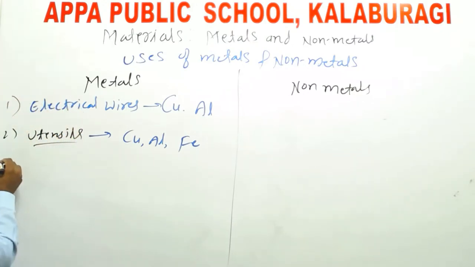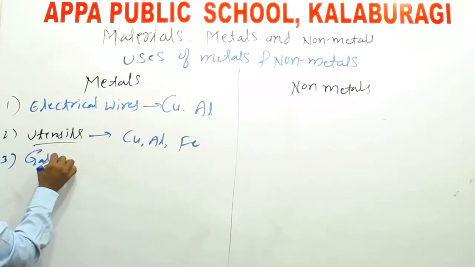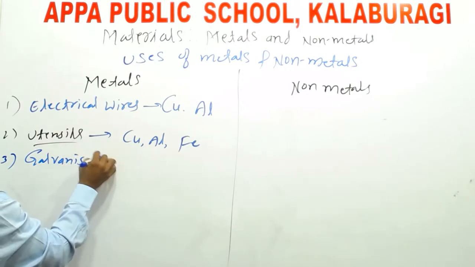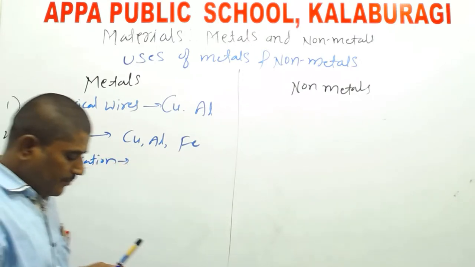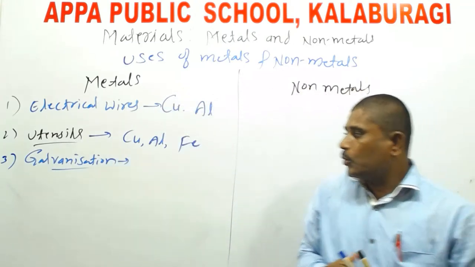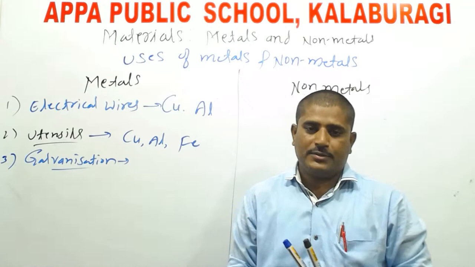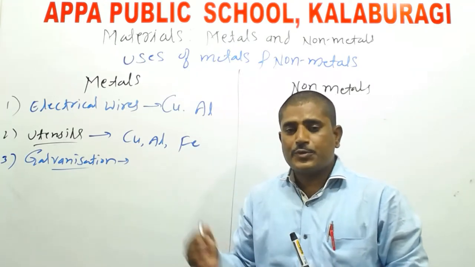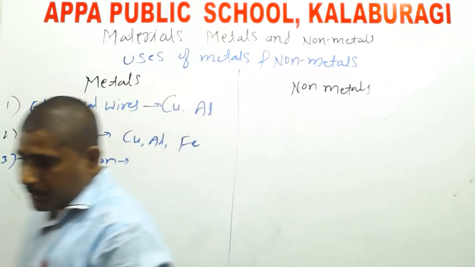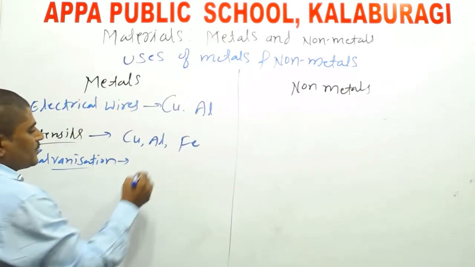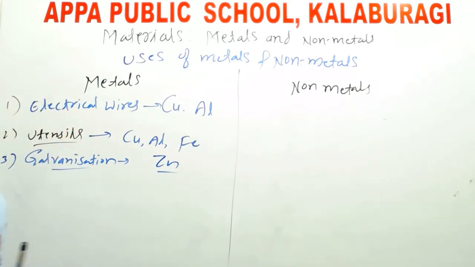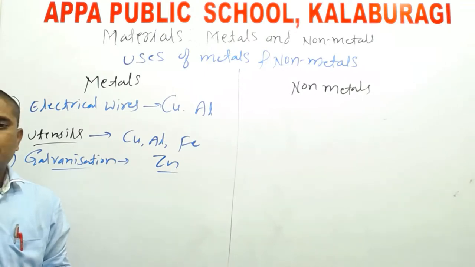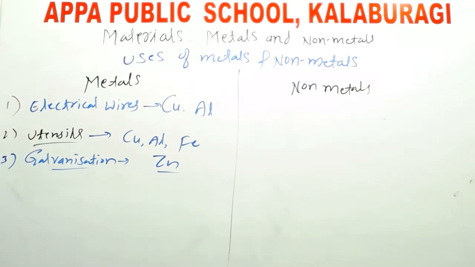Next, third point, galvanization. It is a process in which a good quality metal is deposited over a low quality metal. Here especially zinc we are going to use. Galvanized, isn't it? So we are going to deposit.